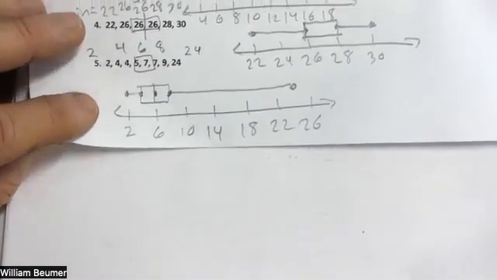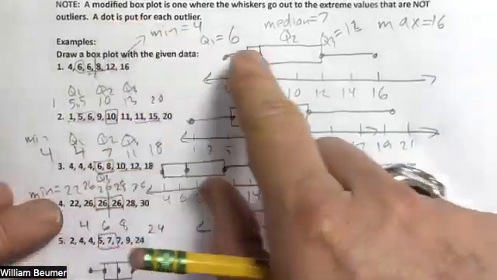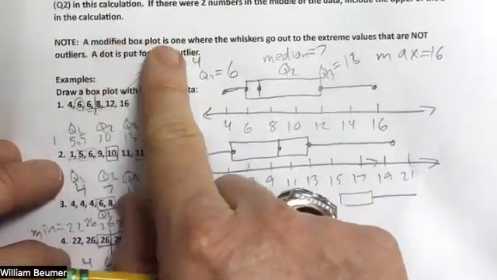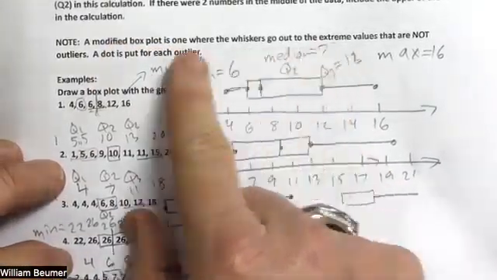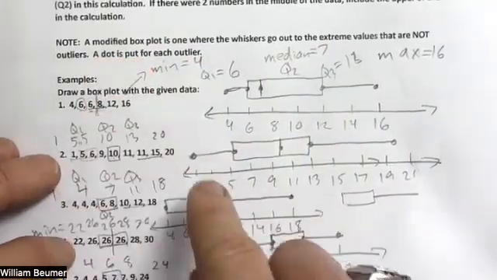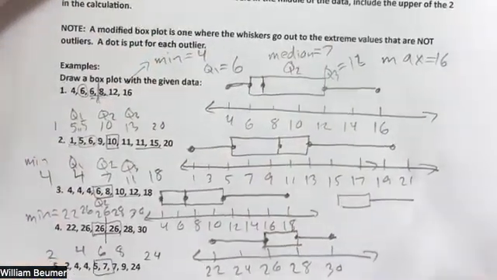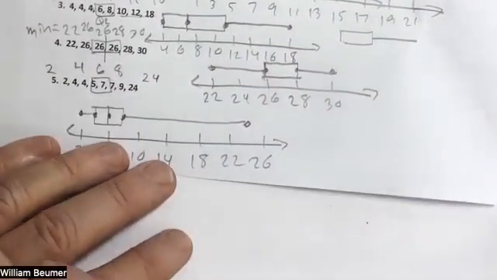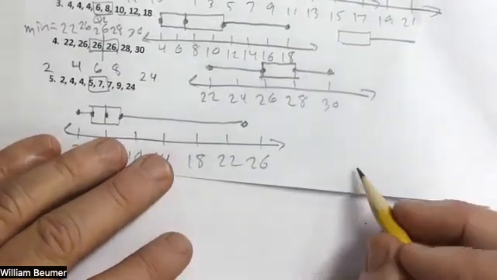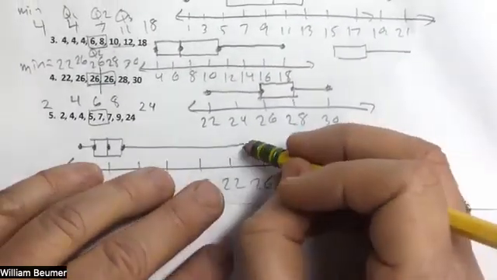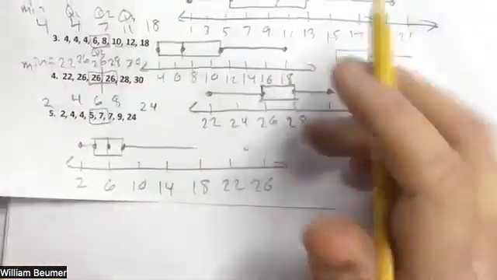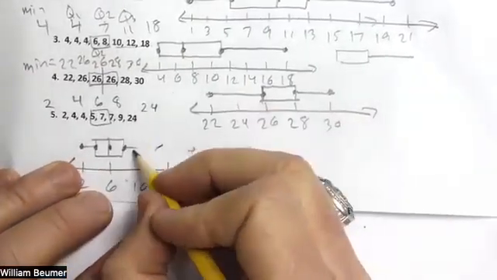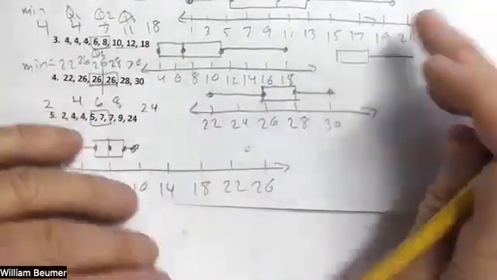So the one other thing that you need to be aware of is what is known as a modified box plot. A modified box plot is one where the whiskers go out to the extreme values that are not outliers, and a dot is put where the outlier is. And there's a formula for outliers that I'll be glad to explain to you if you want. Anyway, what you would do in that case, let's say 24 is an outlier, we would not put the whisker out to that. We would put the whisker out to the largest value that's not an outlier, which is 9 right there, and then just put another special dot out here.